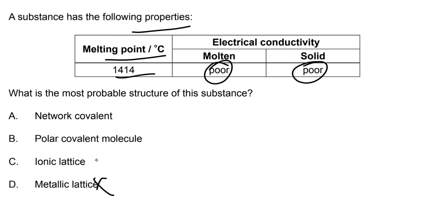It's not going to be ionic because ionic substances, when they're molten, have good electrical conductivity because of free moving ionic charges. I believe that because the melting point is quite high, it's not going to be polar covalent because covalent substances generally don't have this high of a melting point. And it makes sense that it is network covalent because we have these non-conductive properties and we have a decently high melting point, which is characteristic of network covalent or giant covalent structures.